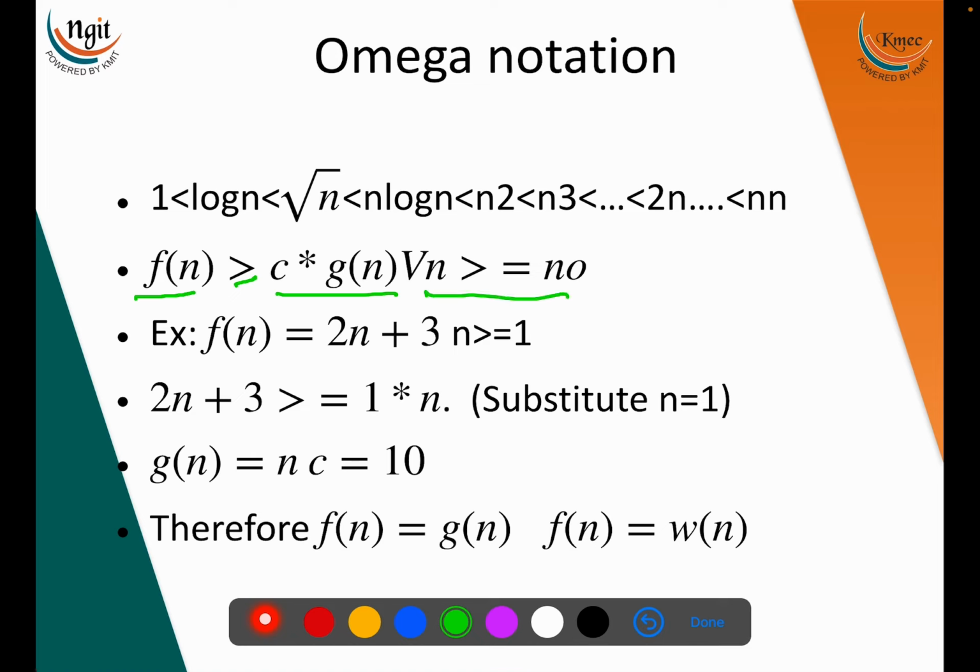Now apply the same formula. Now this f(n) should be greater. To make this f(n) greater, the C value starts with 1. So it is the lower bound. Lower bound is 1 into n. Upper bound is 5 into n. So the formula is f(n) equal to omega of n.